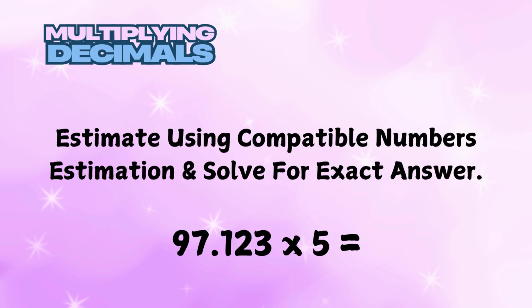Moving on to the next question. Here it says estimate using compatible numbers and solve for the exact answer. The question is 97.123 multiplied by 5. I know I need to estimate using compatible numbers first. So if you want to do that and try to also solve for the exact answer, pause the video now.